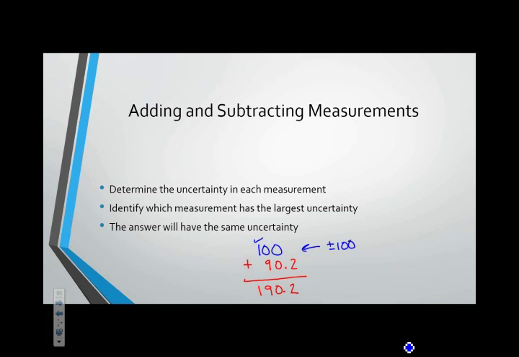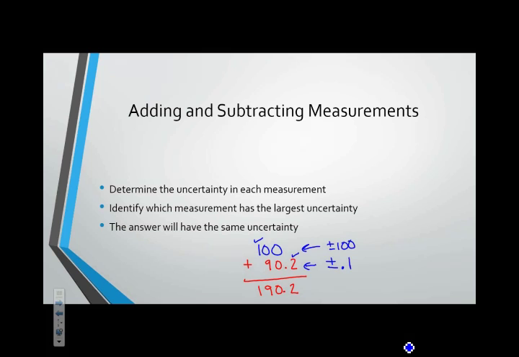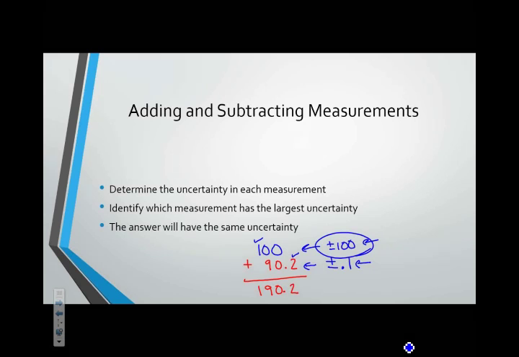Now, this isn't a great measurement, right? If you're measuring 100 and your uncertainty is 100, it's not a great measurement. So hopefully we'd make better measurements. But for the sake of illustration, in this second measurement, my last significant figure is the 2, and that is in the 10th place. So my uncertainty is plus or minus 0.1. Now, when we look at these two numbers, 100 is clearly much larger than 0.1. So my answer has to have the same uncertainty as the measurement with the largest uncertainty. So 100 was my largest uncertainty, so my answer has to have an uncertainty of plus or minus 100.